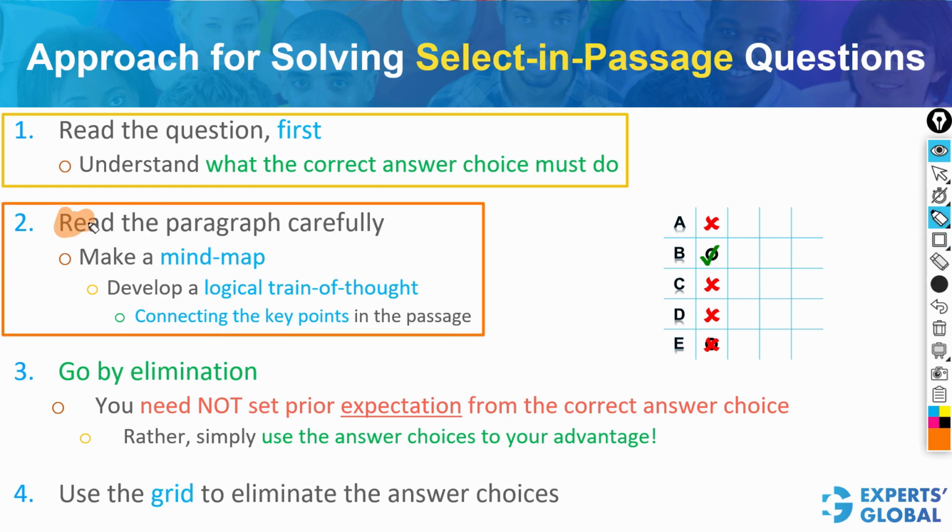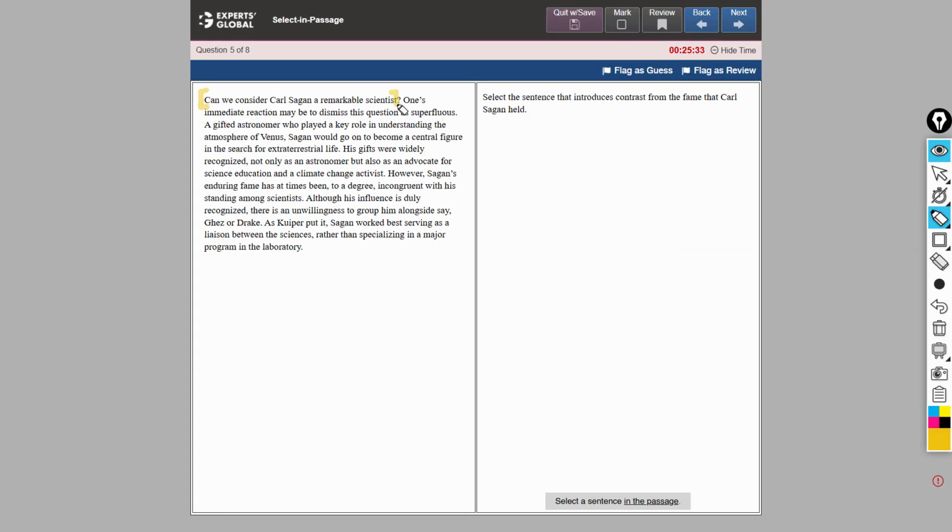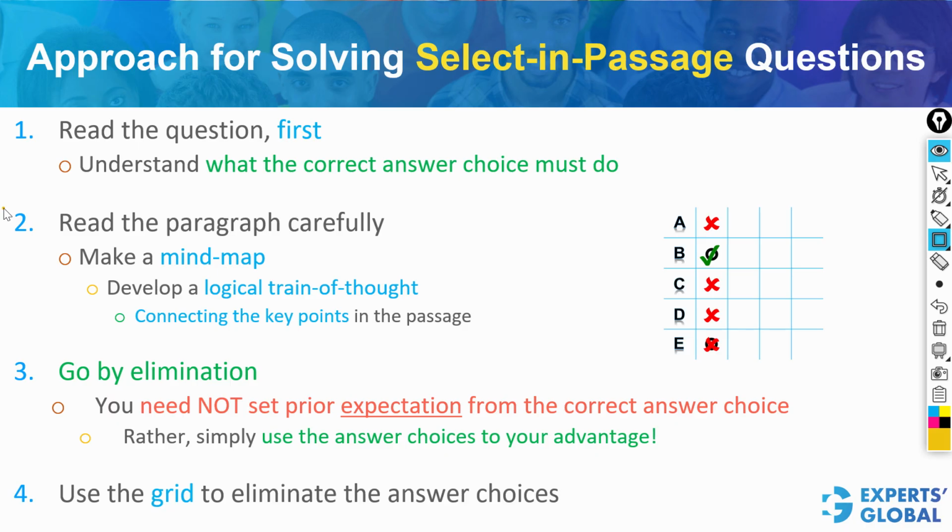The second step is to read the paragraph carefully and develop a mind map that duly connects the key points in the passage. This passage starts by raising a question about whether this scientist should be considered remarkable. Then the passage develops a case for why this scientist should be considered remarkable. Then the passage has a contrast trigger followed by a case for why this scientist should not be considered remarkable. That's our mind map here. So we duly completed the second step here.